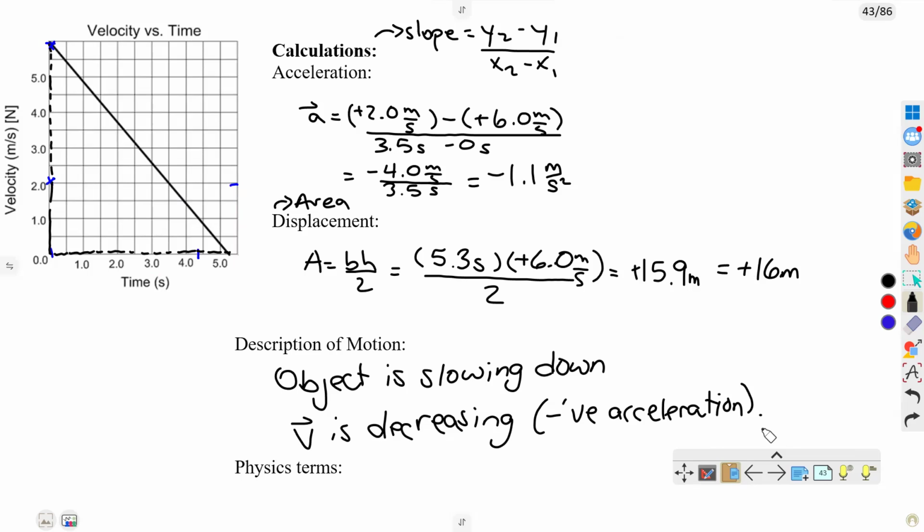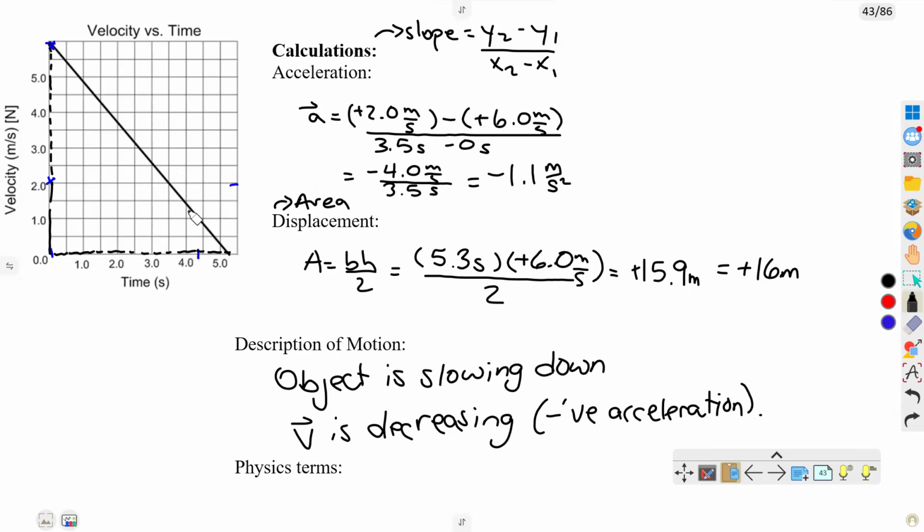One more example we'll do together, and then I'll let you do some work on your own. When it comes to this graph, we're starting at a high velocity and dropping down to a complete stop. In this case, to calculate our acceleration, we need the slope of this line.